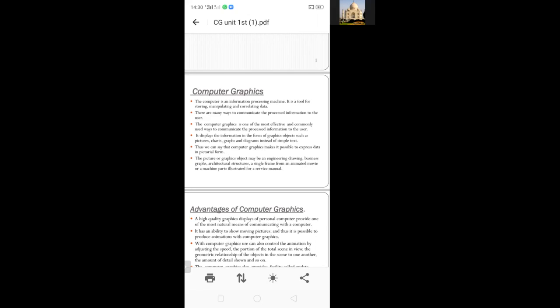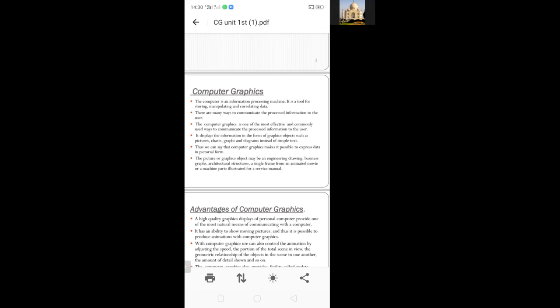The pictures or graphical objects may be engineering drawings, business graphs, architectural structures, a single frame from an animated movie, or machine parts illustrated for a service manual. So what are the things that come under the category of computer graphics? The first one could be engineering drawing.